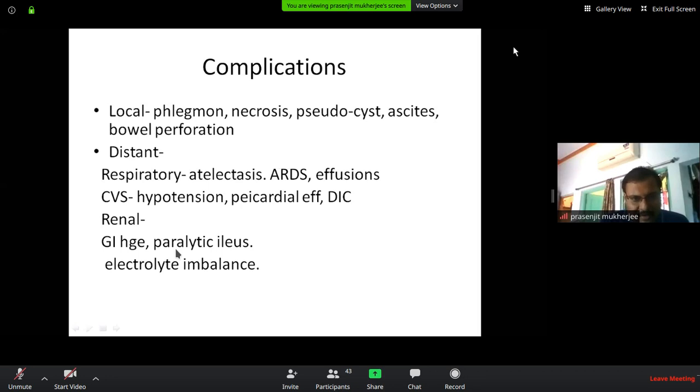Bowel perforation: if there is tissue necrosis and this inflammation goes into the bowel, most commonly the left part of the transverse colon, there may be a chance of colonic perforation. Sometimes the pancreas erodes the left colic vein and left colic artery, as a result of which there may be ischemic necrosis of the left side of the transverse colon, and as a result there may be a chance of perforation. Okay, and there are distant complications.